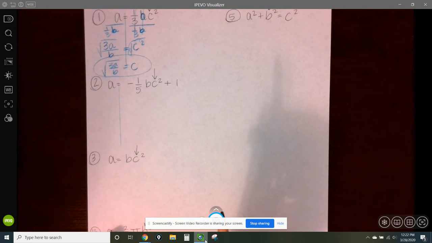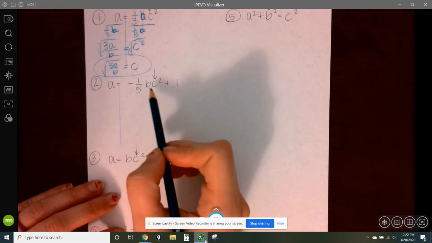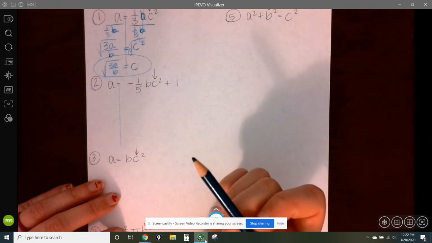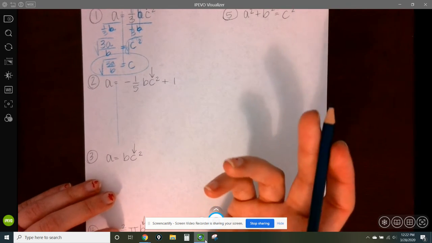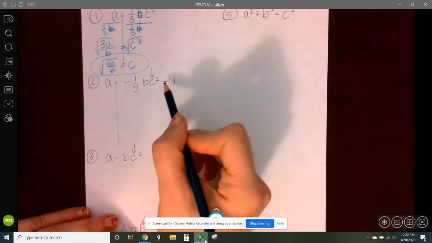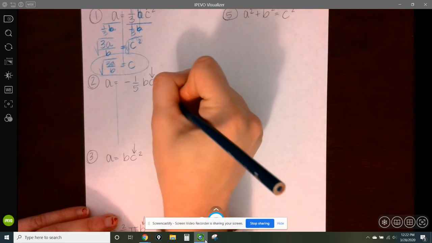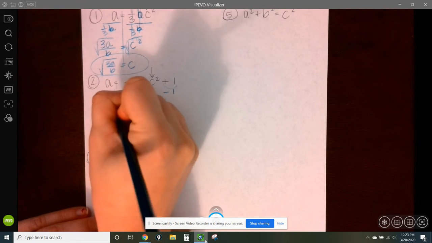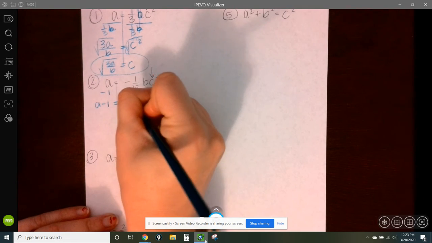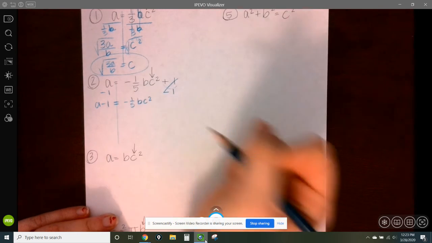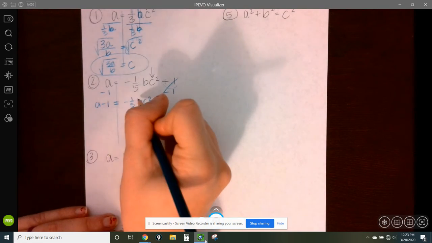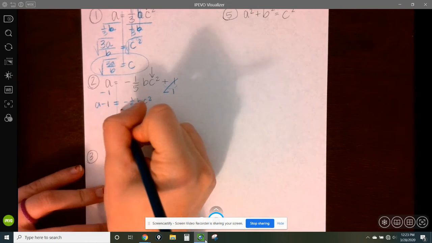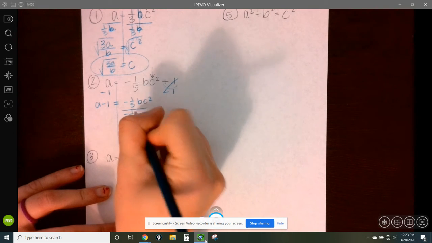All right, number 2, I think, is the most complicated one out of all because it has c being squared, it's being multiplied by some stuff, and there's addition. When we're doing these, remember you always do the order of operations backwards. So I need to first do the addition or subtraction step, so I'm going to subtract 1 from both sides. On the left, I have a minus 1. On the right, I have negative 1/5 bc squared. Now I'm going to take care of the fact that c is being multiplied by negative 1/5 b, so I'm going to divide by negative 1/5 b on both sides.